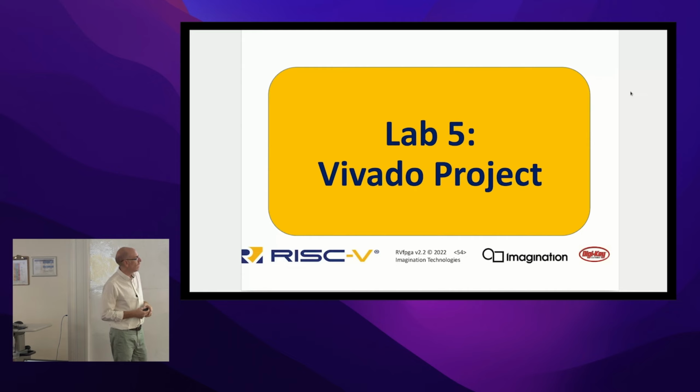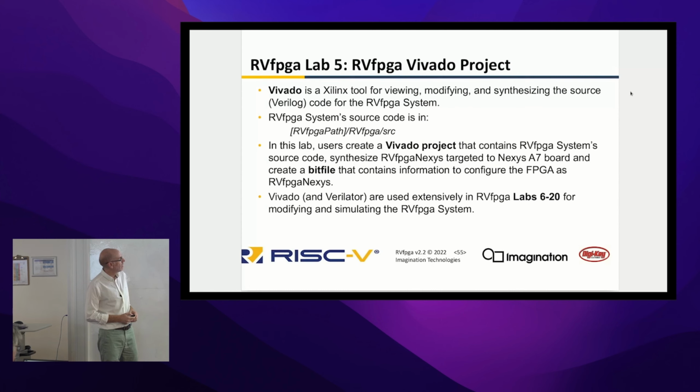In lab 5, we show how to create a Vivado project in order to create the bit stream that we have been using today. Vivado is a Xilinx tool for viewing, modifying, and synthesizing the source code for the RVfpga system. You can find the source code here at RVfpga src. Here you have all the modules that make up the system on chip.